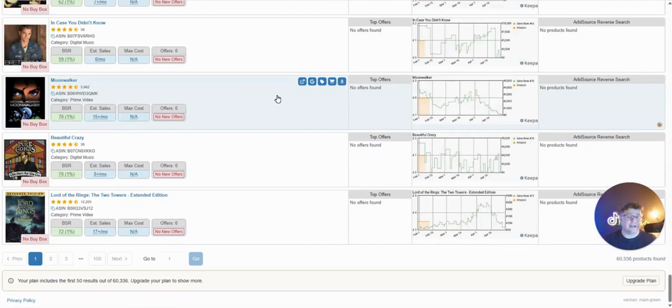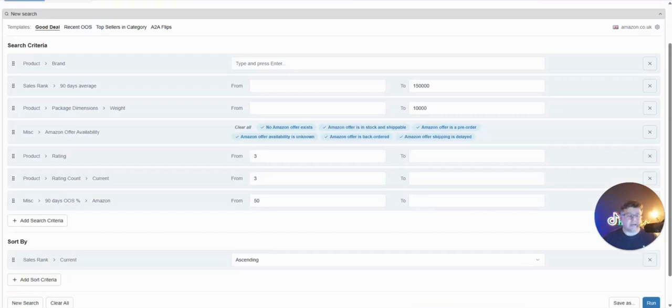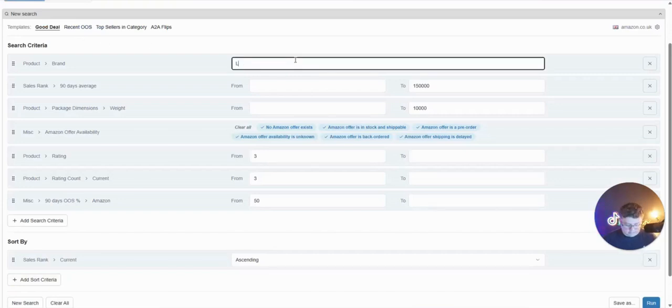But let's go back now and see how I would make some changes to these filters to get better results. So we're back at the good deal filter. We're going to put a brand in here, so I'm going to put Lego in just for an example.